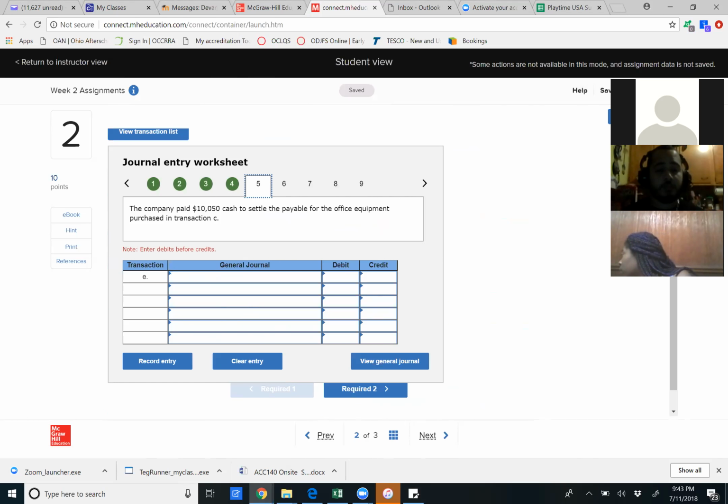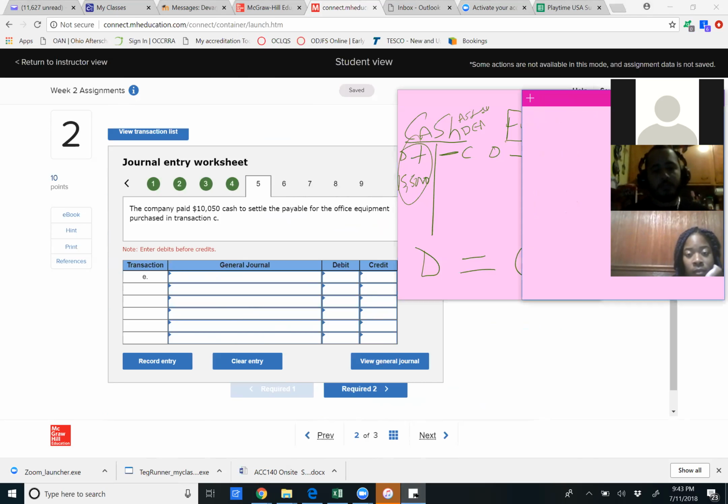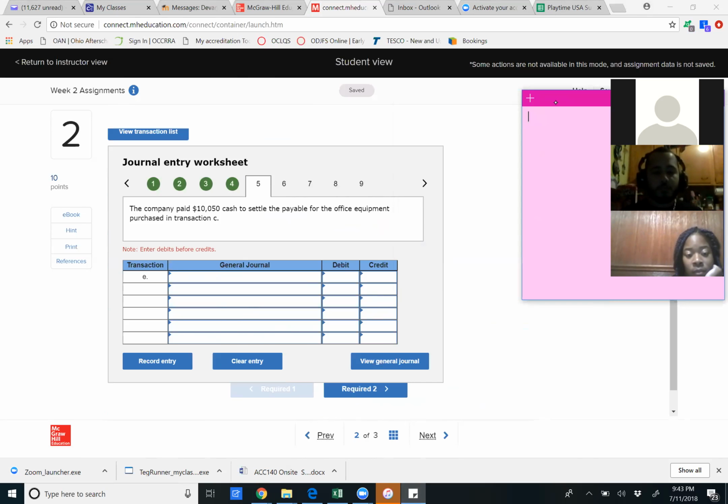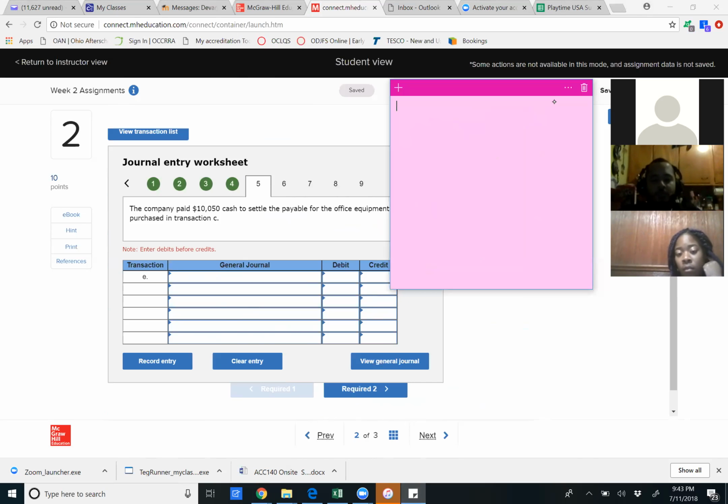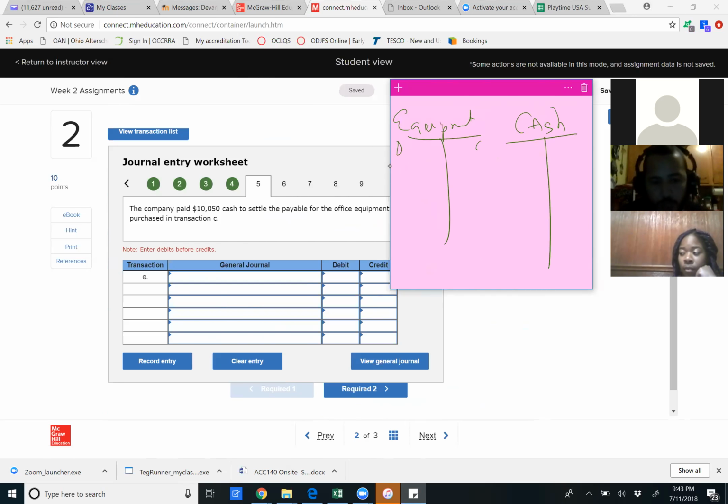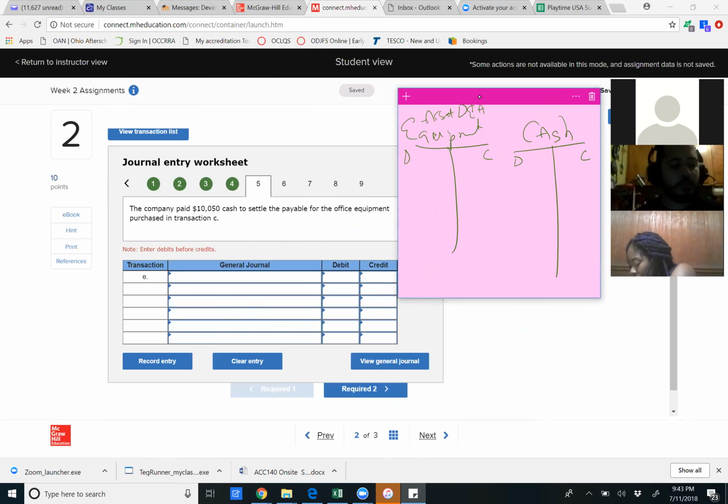So then the company paid $10,050 cash to settle the payable. Okay, remember the previous one, we had purchased the equipment on credit. And now we're saying, hey, we got a little dough. Let's pay our debt. So this is still debit credit. Like always, equipment is an asset. DEA. Cash is also an asset. So that's the A. So this is a plus minus, and this is a plus minus as well.